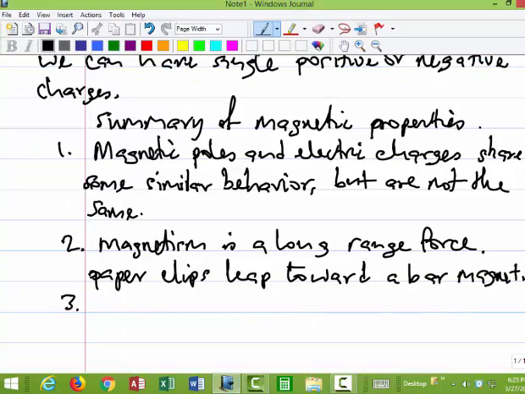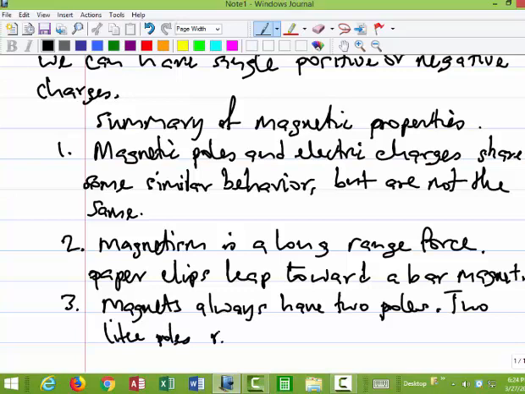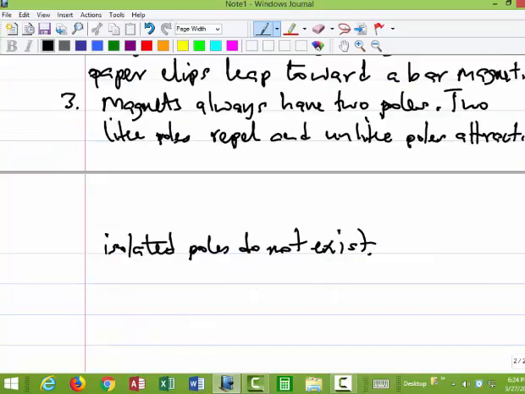I already mentioned that magnets have two poles. Two like poles repel and unlike poles attract. Isolated poles are magnetic monopoles, and I've already mentioned that there are no magnetic monopoles. Unlike individual charges, where you can have positive and negative individual charges, there are no isolated north or south poles for a magnet, so there are no individual poles.